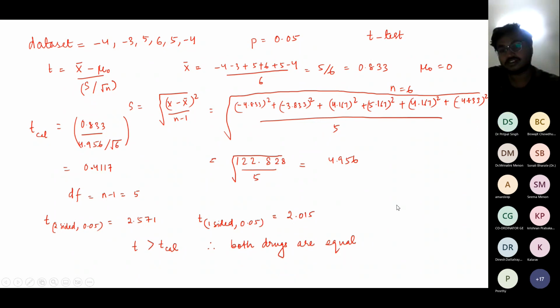So in that case, it will depend on the question. If they specifically ask if drug A is better, then you just calculate the T value for one-sided and go by that, and you say that yes, drug A is better. But if they ask you if there is a difference, then you go for the two-sided test and you say there is no difference.